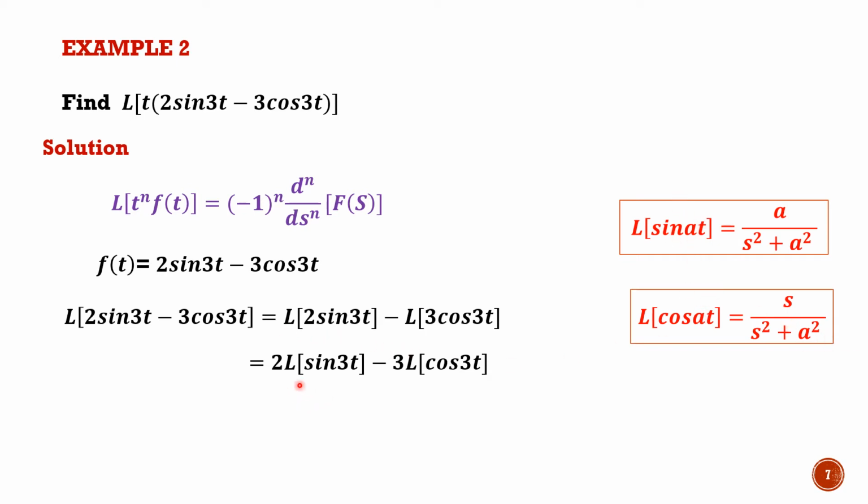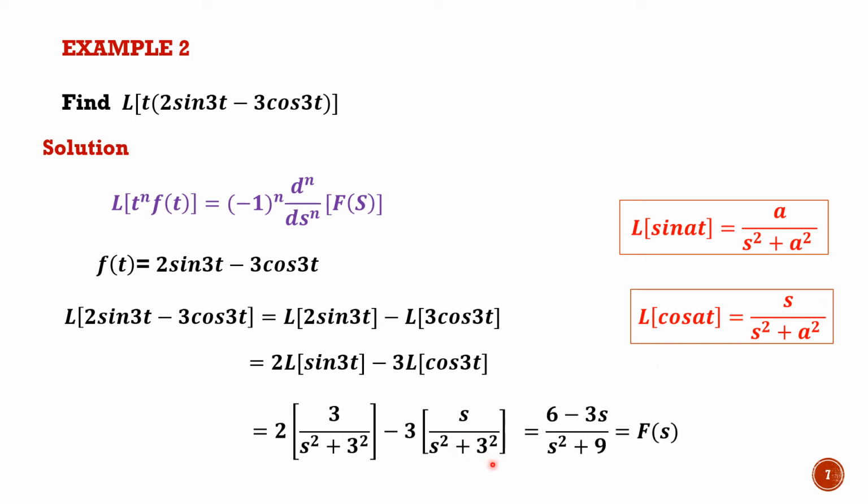Substituting these two formulas for L of sine 3t and L of cos 3t, we will have 2 into 3 upon s square plus 3 square minus 3 into s upon s square plus 3 square, which can be simplified because we have the common denominator s square plus 9. We can combine the numerator. So 2 into 3 is 6 minus 3s. This is the Laplace transform of 2 sine 3t minus 3 cos 3t.